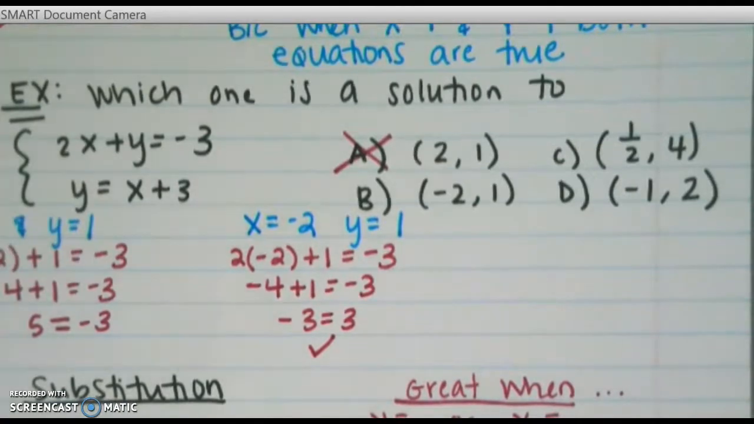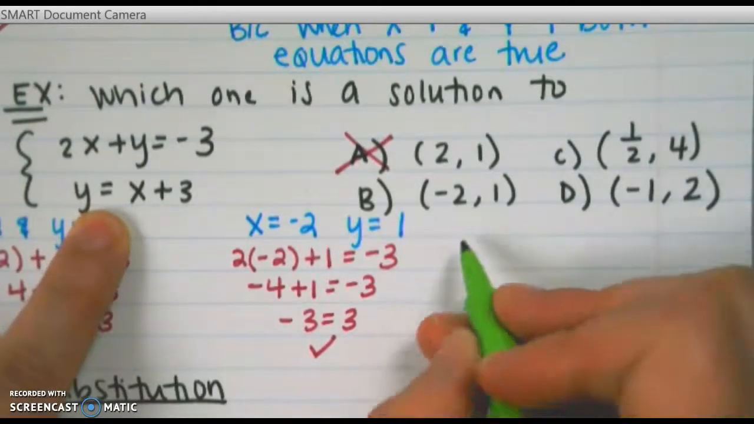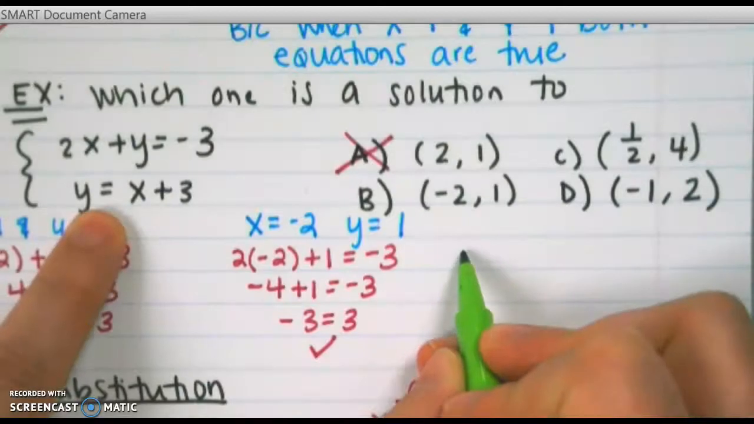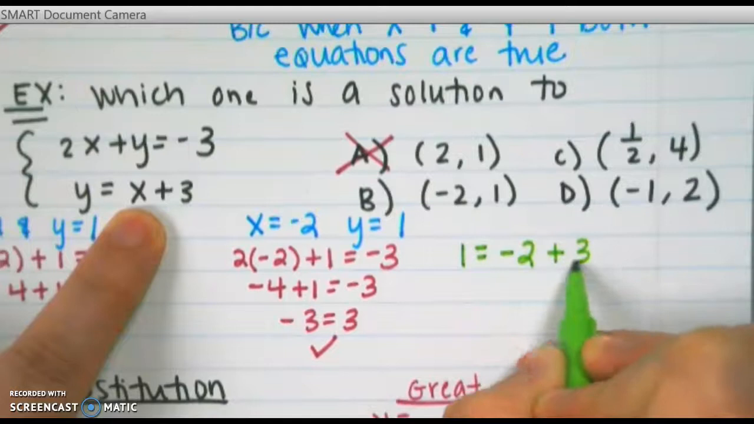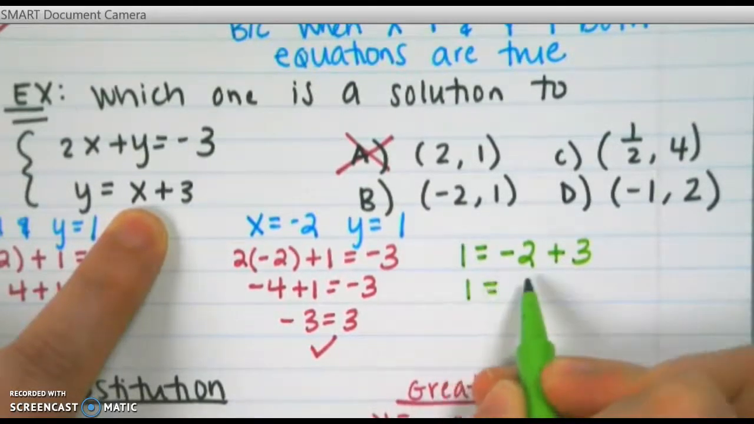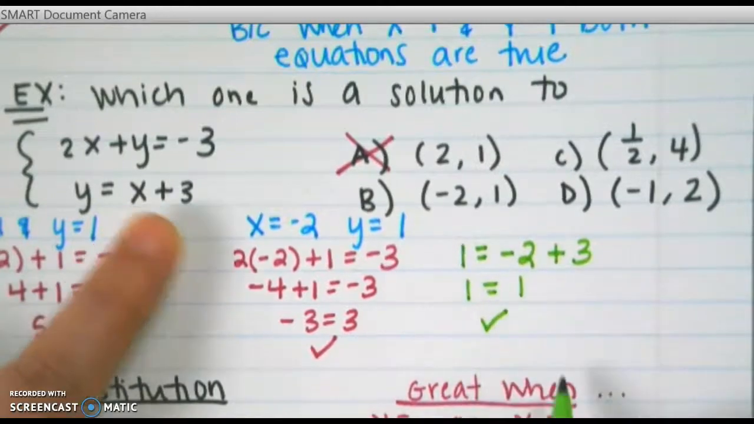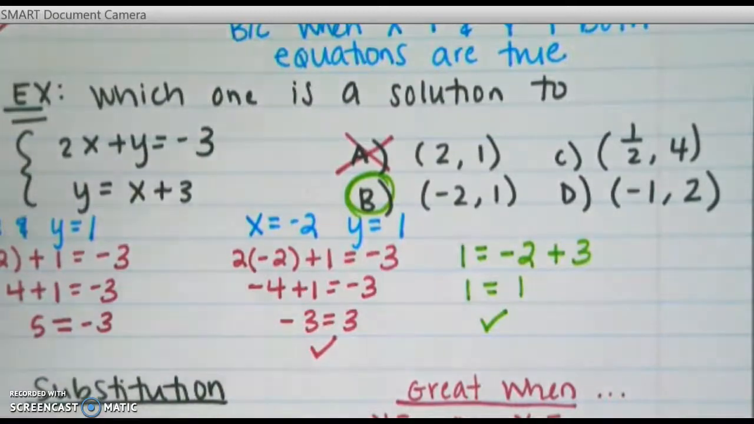So far B is working. Let's make sure, since it's only going to be considered a solution if it also works when I plug it in for the second line. So I want to replace the y with 1 and the x with negative 2, and see if this is true. So is negative 2 plus 3 1? It is. So because B is making both of the equations true when I plug those in for x and y, that is the solution to the system.